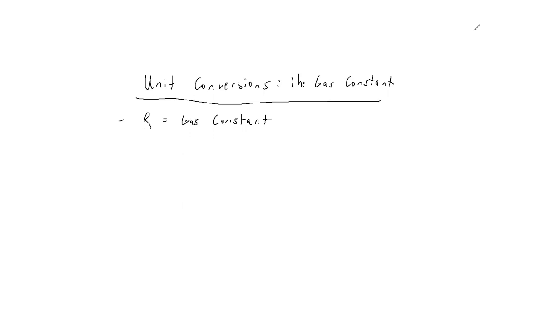It has a ridiculous amount of forms because it has a lot of units, and people like to combine different forms of those units. So I'm going to show you that it's really easy to convert between these different forms of R if you just don't overcomplicate things. For example, let's start with the value of R I know.